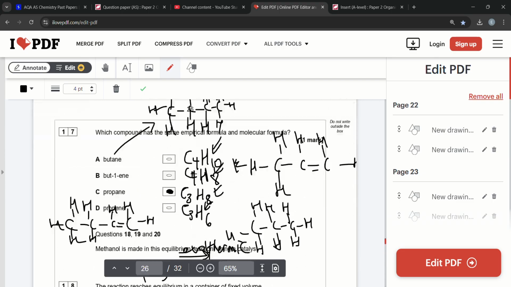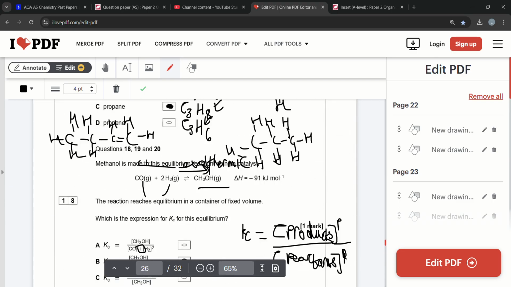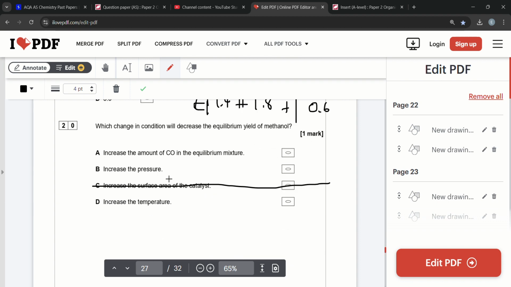So what was one of the options? Increase the temperature. If we increase the temperature, it's going to shift to the endothermic direction, the opposite direction, to oppose the increase in temperature, to decrease temperature, and therefore it will decrease the equilibrium yield of methanol. So the answer is D.